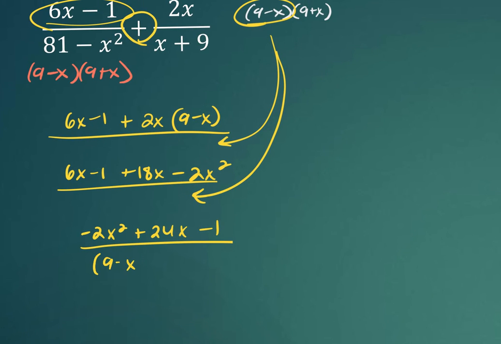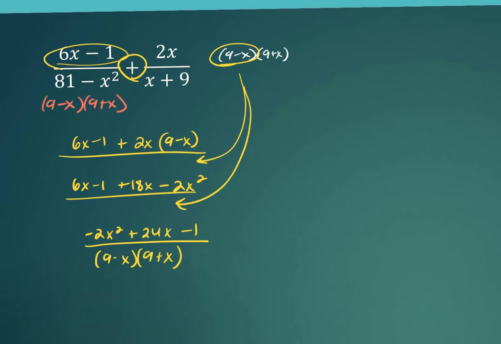9 minus x and 9 plus x. There are no factors of 2 that sum to 24, so it's going to stay just like that. A little bit better, okay? Obviously still need some work, but a little bit better.